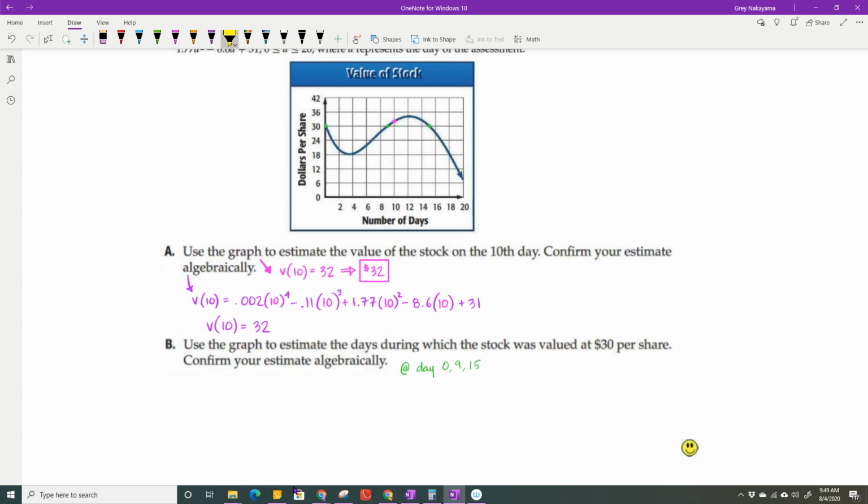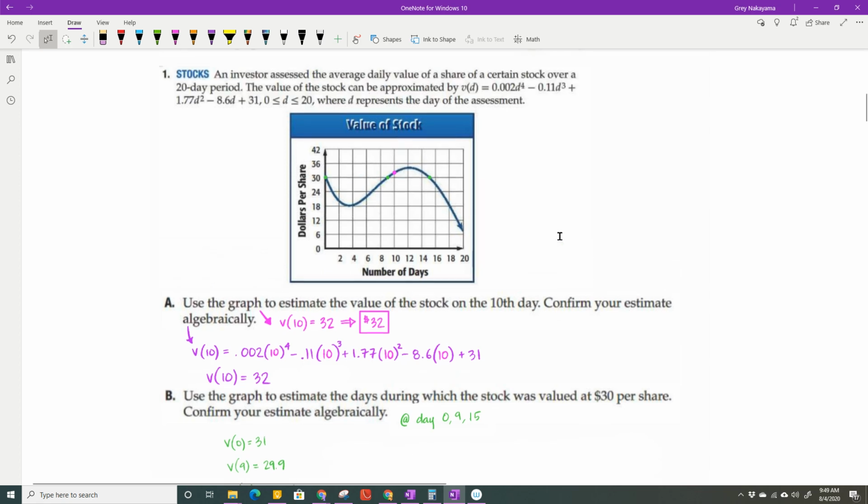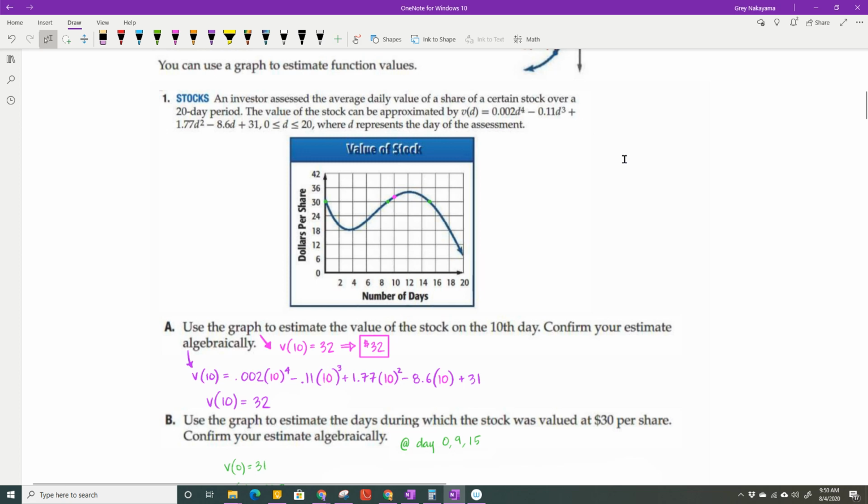They ask us to confirm that algebraically. So if you plug those numbers into your function, then you're going to get these numbers, which are pretty close to 30. Obviously, 0 is not. But what I want to point out to y'all is anytime you are given an equation, you can always plug it in. If you have a graphing utility, which is what I'm about to show you, you can plug in that graph and get all of this information.